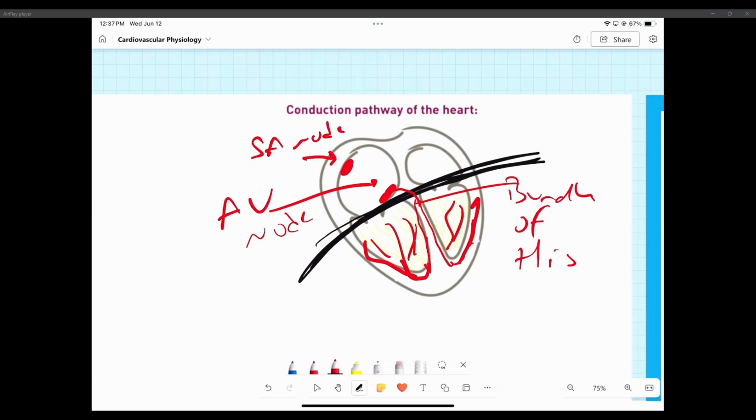Remember, excitation-contraction coupling. We have to excite the heart first, then it will contract. So these depolarizations that are occurring are going to happen before we contract.